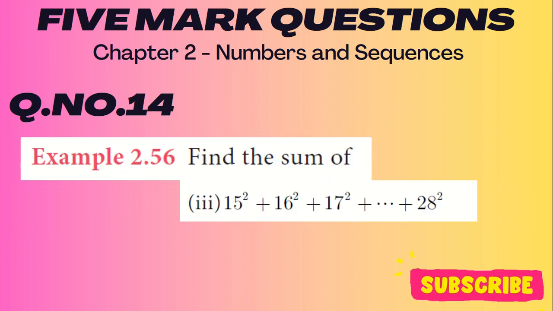Let us go to example 2.56. Find the sum of 15 square plus 16 square plus 17 square up to 28 square.